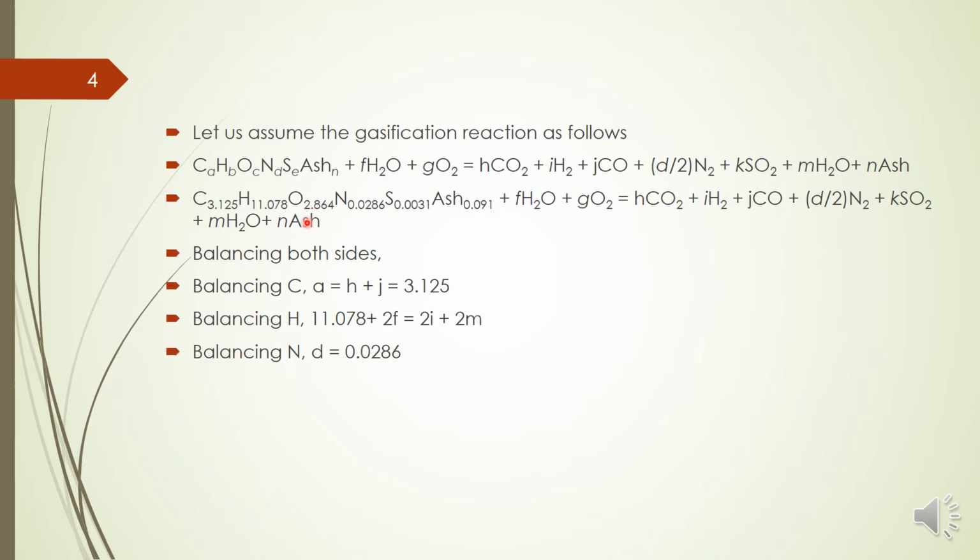Now balancing nitrogen, we do not have any more equations. Left side we have this 0.0286. That means this D, directly we can find out, it will be 0.0286.